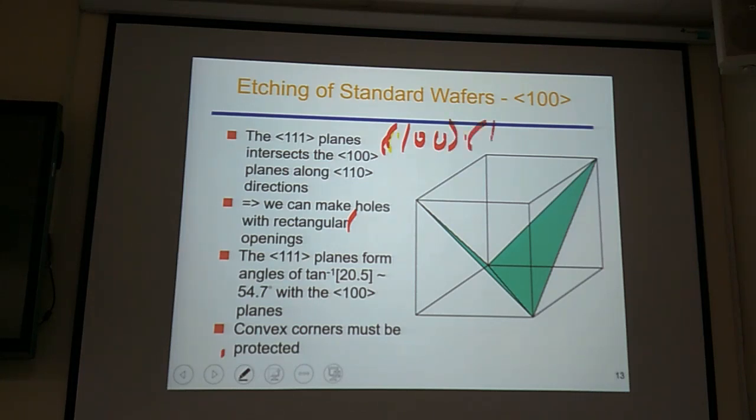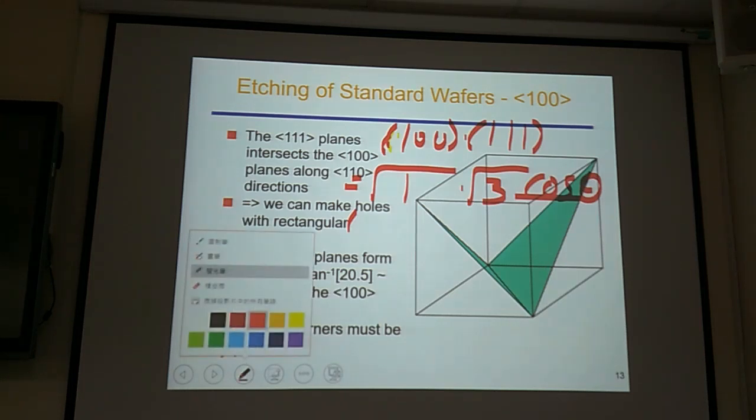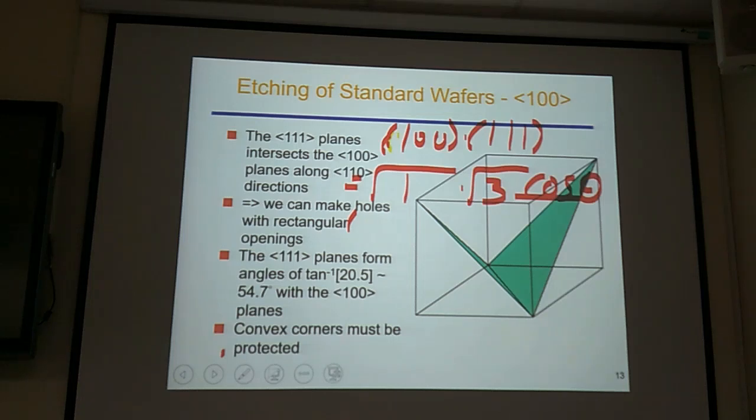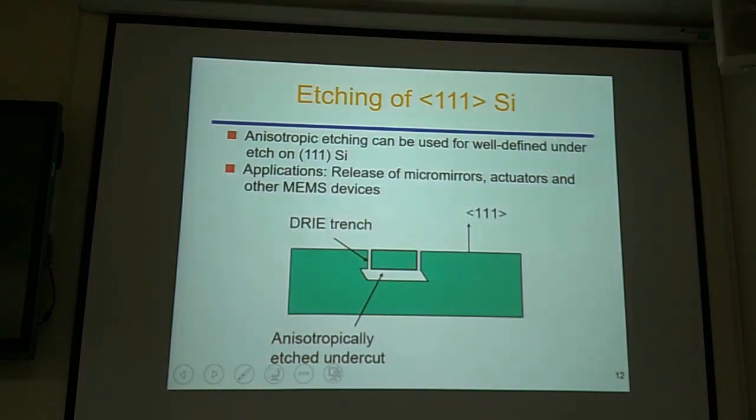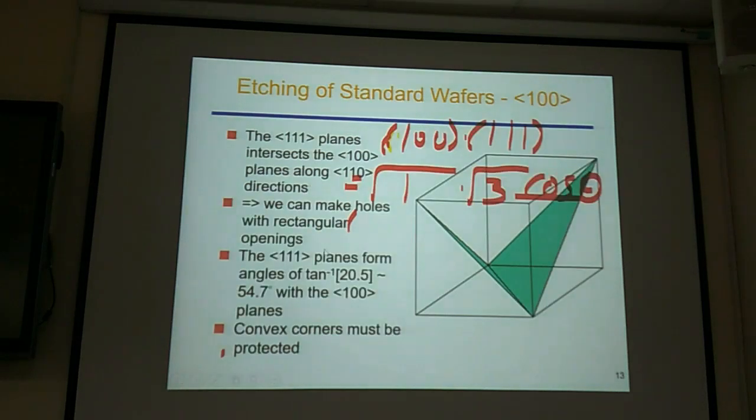Inner product equals the square root of length A times the square root of length B times cosine theta. Anyway, that's the equation you can use to calculate the angle. For the 100 inner product, this one is 1 times 1 plus 0 times 1 plus 0 times 1. So this inner product is 1.